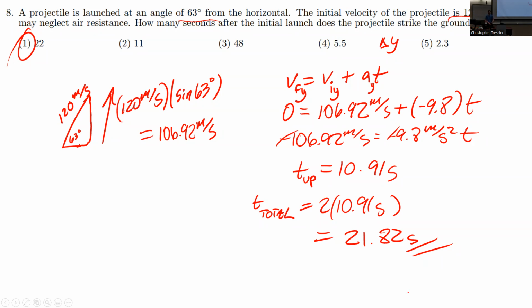Right. If you throw something in the air, it'll always be parabolic, meaning you can always just assume that the total time is going to be 2 times the time at the highest point. And that also includes if you're throwing a football or something.